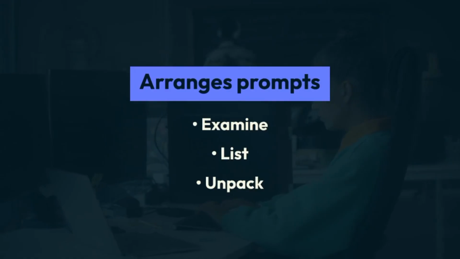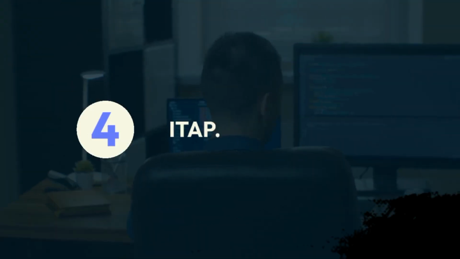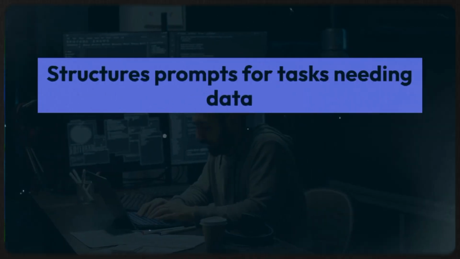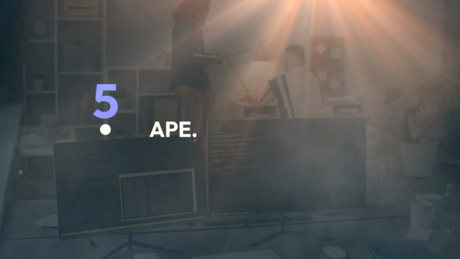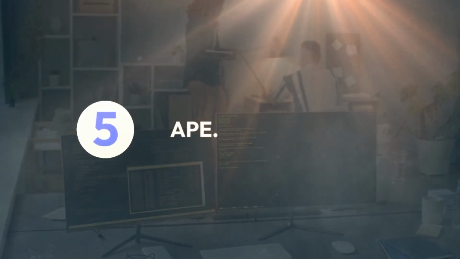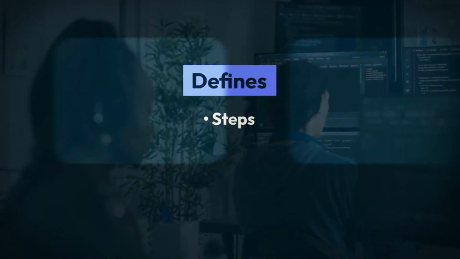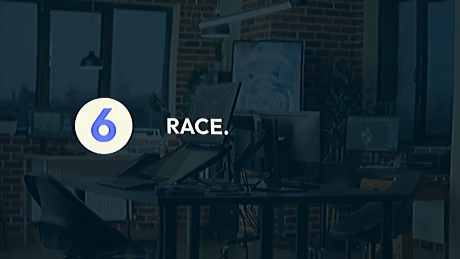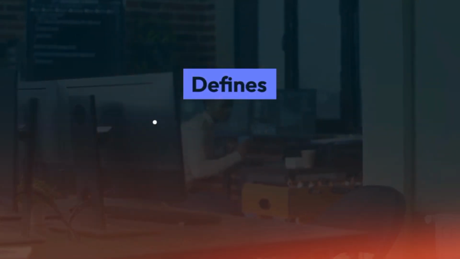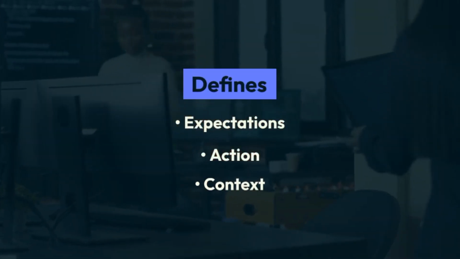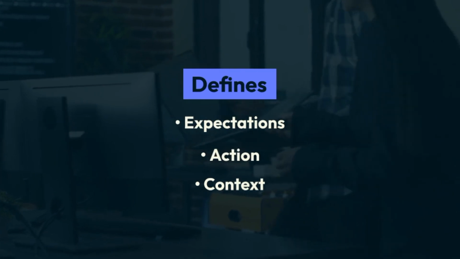Next is ITAP. The main objective of this framework is to organize prompts for tasks that need structured data: input, task, annotation, and prediction. Number 5 is APE: action, purpose, and expectation. Other one is RACE: role, action, context, and expectations. This framework defines the LLM's role, the action it should take, the situation's context, and the desired result.